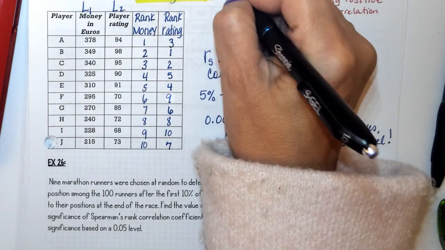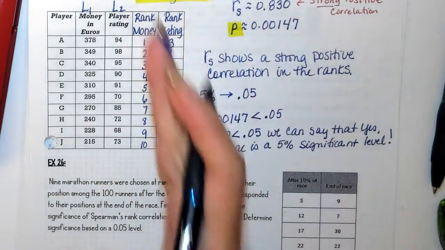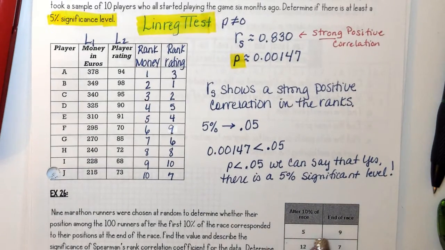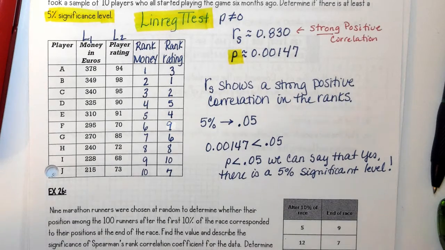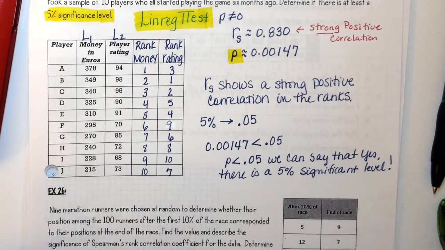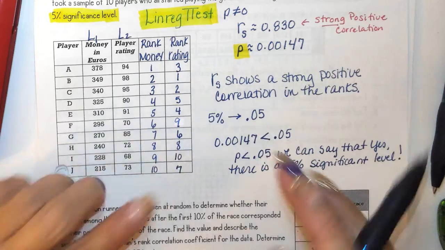Now, up here, I think when we did this, we did P does not equal 0, but we checked it and we did greater than 0 work too. I typically say always do P does not equal 0. The probability that it doesn't happen is 0.